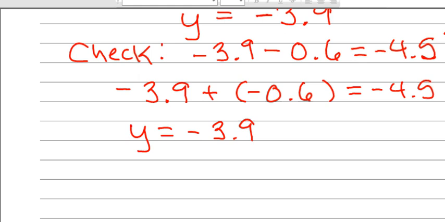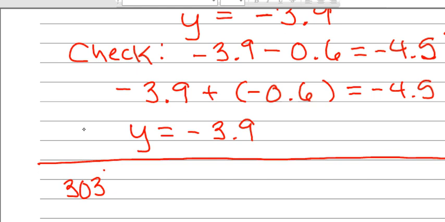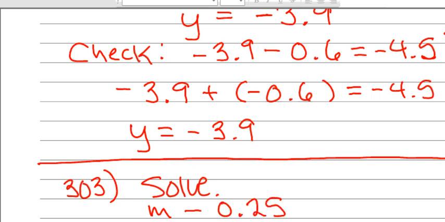Let's try another one. This is 303. And I want to solve for m. M minus 0.25 is equal to negative 1.67.